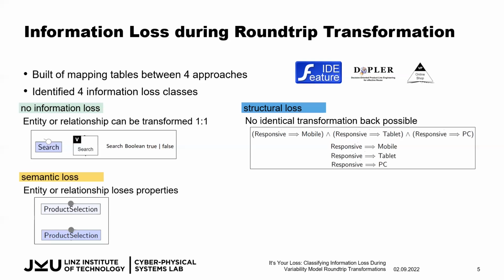There are certain other losses which are not purely structural, they are semantic. For instance, an abstract feature, which is transformed to a Doppler decision model, and then back, this abstract property of this feature gets lost because there is no abstract decision in the decision model. And that is what is lost.